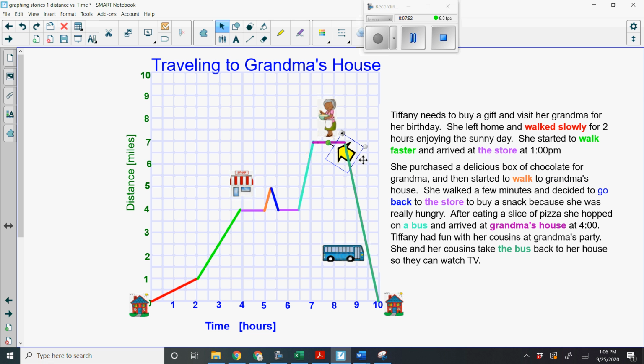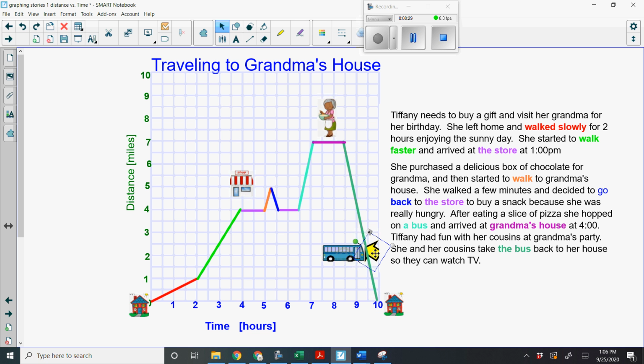Okay, now she's at grandma's house for a little while, and then she decides, hey, her and her cousins are going to hop on a bus and head back to her house to watch TV. So we have our steeper line again. She's taking the bus, traveling all the way back to 0, 0, the starting point where her house is. Now the bus is not going down a hill unless I say it's going down a hill. But even if it is, it doesn't matter here. I'm talking about distance. Okay, so it's going back to the starting point.